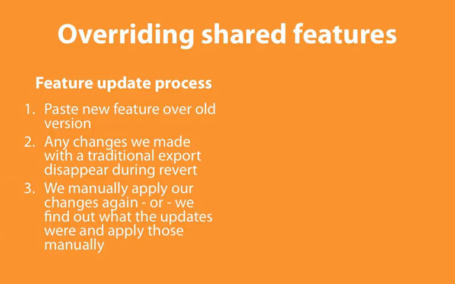So at this point, we have two options. We can either manually apply our changes again by keeping a record of all of the changes that we've made to the feature. Now, one downside to this is that these changes live in the database. They're no longer in our feature module. They're considered overrides to our base feature module. Or the other option is finding out what updates were made in the original module and then bringing those changes back into our modified feature module that we're using on our site.